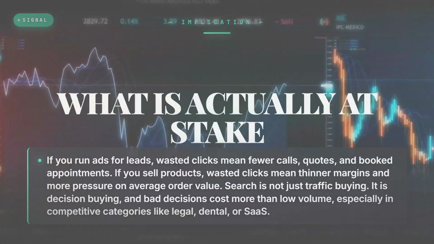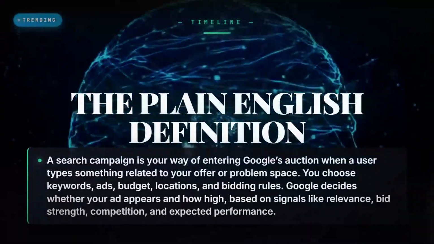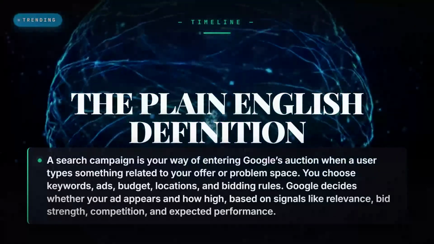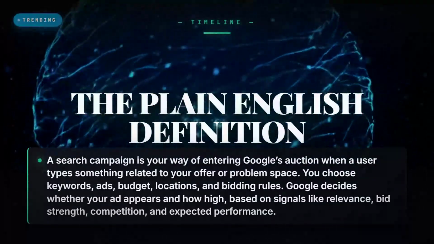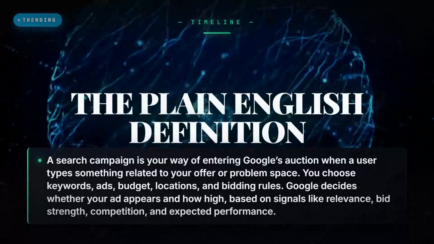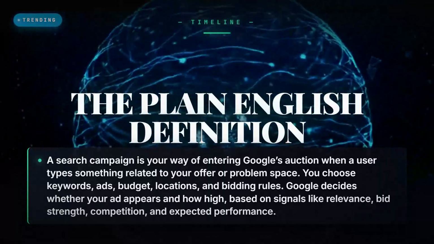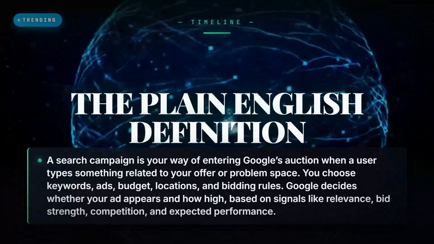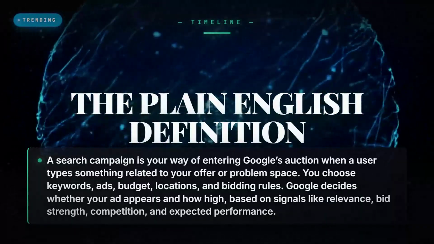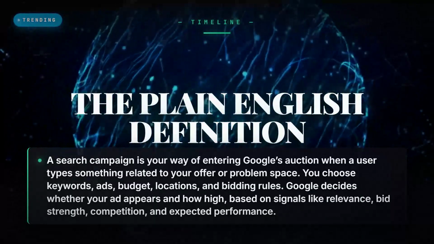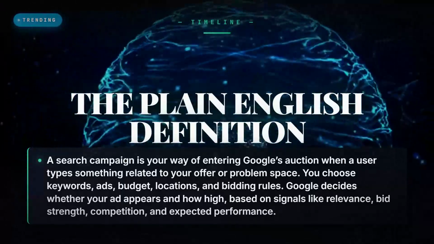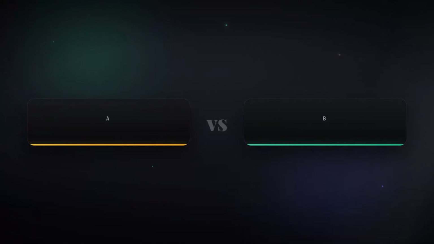It is decision buying, and bad decisions cost more than low volume, especially in competitive categories like legal, dental, or SaaS. A search campaign is your way of entering Google's auction when a user types something related to your offer or problem space. You choose keywords, ads, budget, locations, and bidding rules. Google decides whether your ad appears and how high, based on signals like relevance, bid strength, competition, and expected performance.